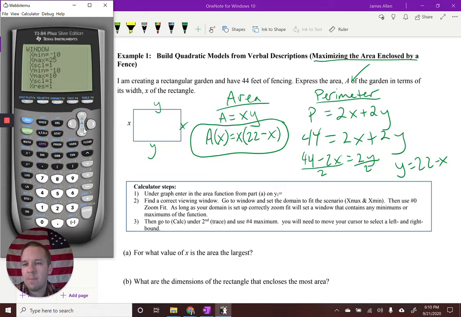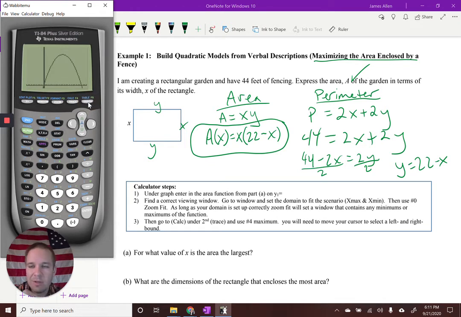All right. Now my y value, sometimes what I like to think about is, what if it was just a couple random dimensions? How about like 12 times 10, right? That adds up to 22, and that's what two of these sides should add up to. So 12 times 10 is 120. How about I just go up to like 150, give myself a little bit of room. Okay. Now when I graph this, hopefully I'll see it. All right, I can see the whole function here.